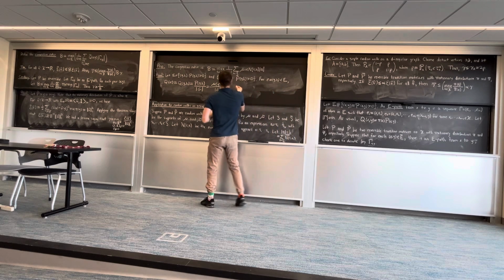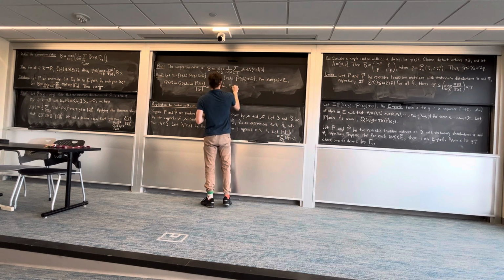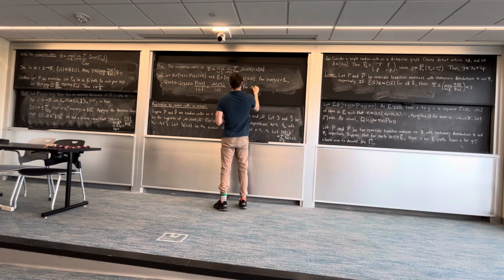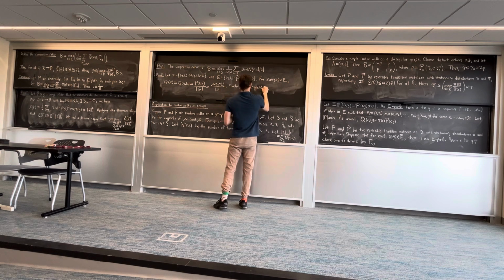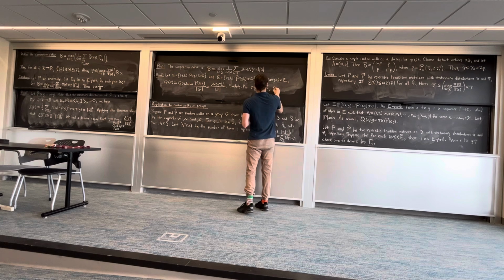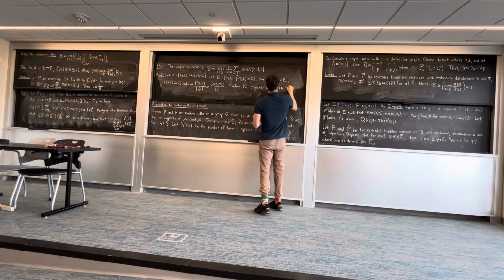And similarly for E tilde, for E equals G, H, if I look at Q tilde of E, this should be mu tilde of G inverse H over the size of the group.